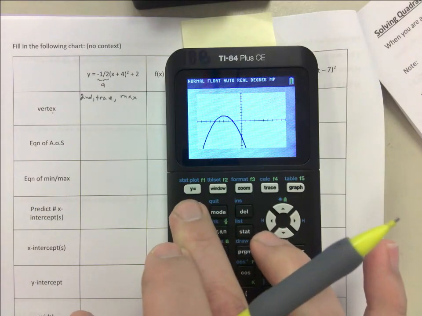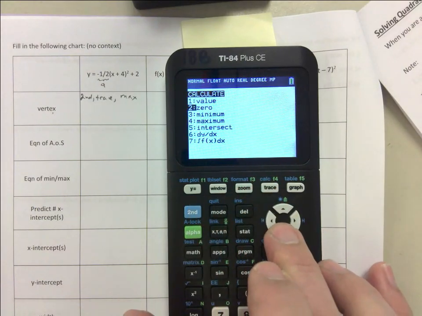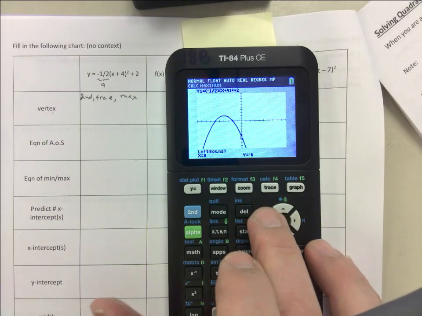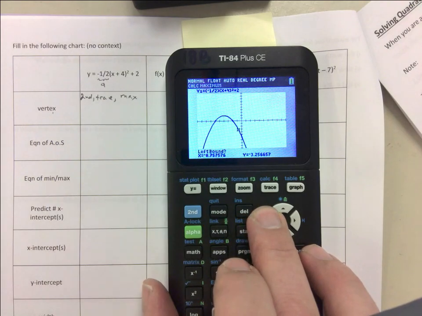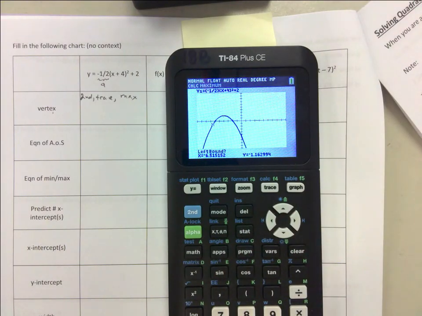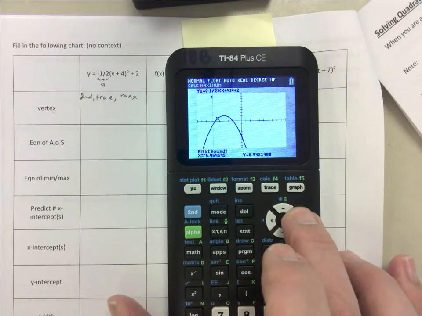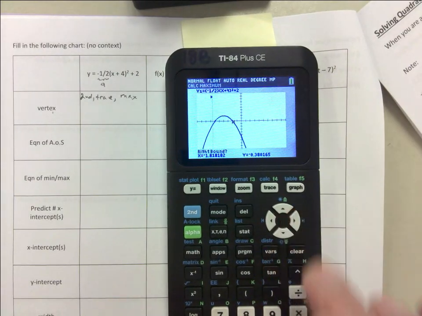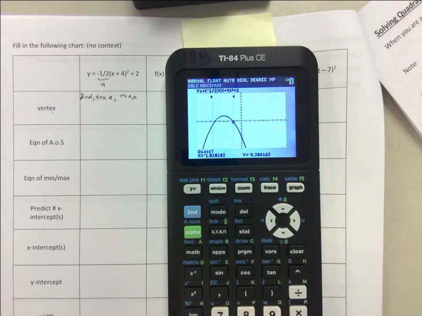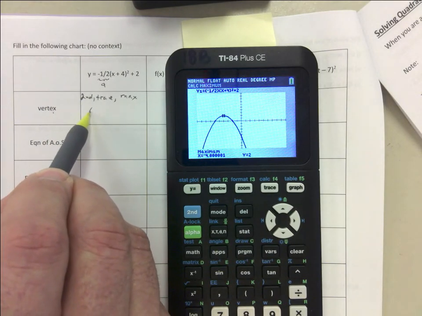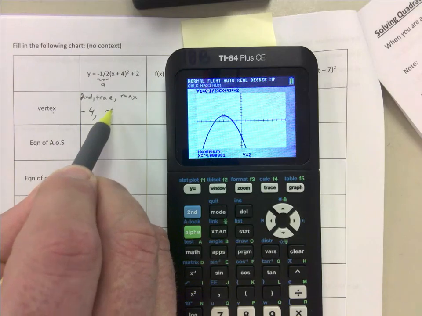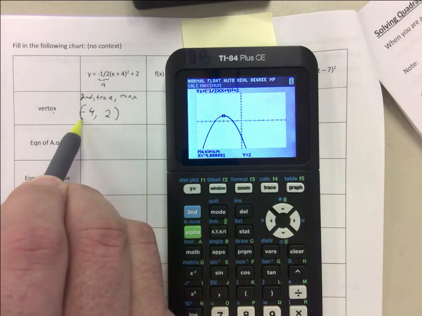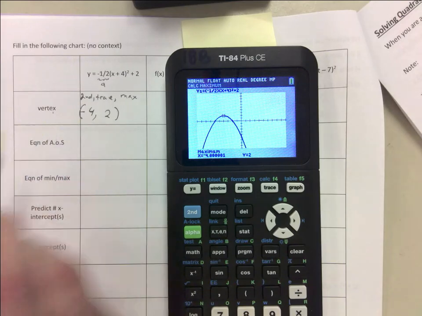So let's go ahead and find it. Second, trace, maximum. Mine is blinking right now to the right of the vertex. It doesn't work, so you've got to go over to the left. Go over the hill to the left of it, hit enter. Then go over to the right of it, hit enter. And then enter one more time. And it is -4, 2. That's my vertex.